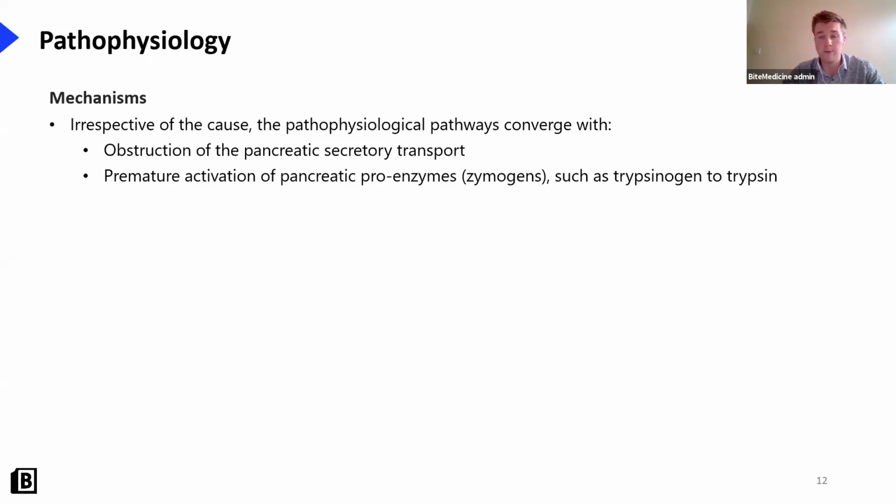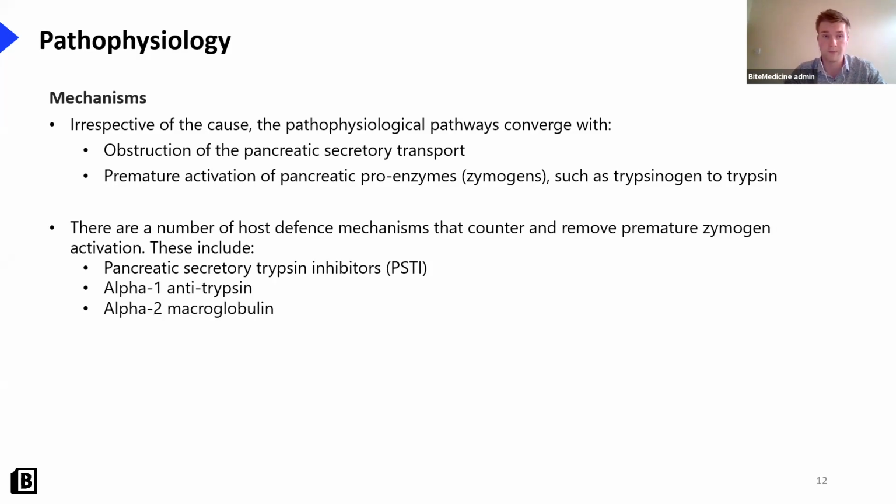And because they do become prematurely activated within the pancreas, this is exactly what happens. But our body isn't naive. It does have a number of defense mechanisms to try and counter this premature zymogen activation. So we have a number of different proteins, pancreatic secretory trypsin inhibitors, so PSTIs, as well as some more generic protease inhibitors that are seen elsewhere, such as alpha-1 antitrypsin and alpha-2 macroglobulin.